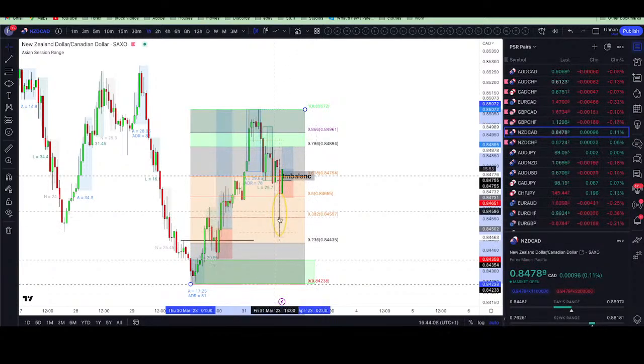So we had structure forming here. It's better when structure forms and goes bullish from this level, because then it gives us a better indication of a possible buy.